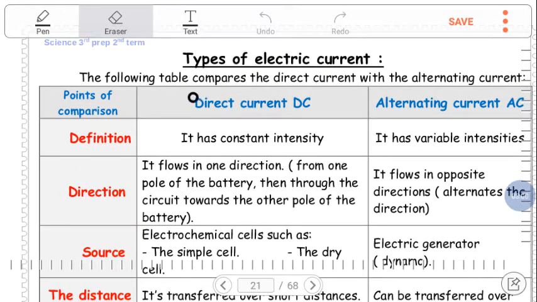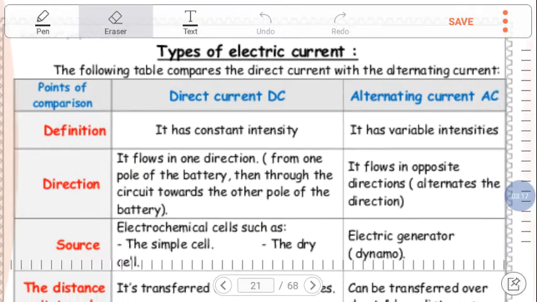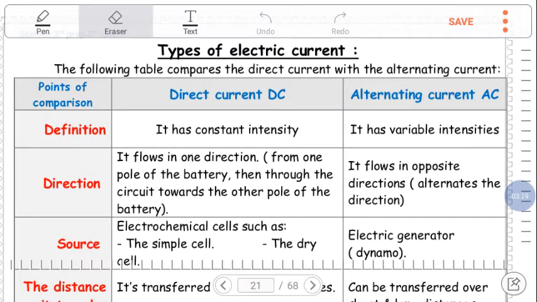Number one, we have the direct current, DC. What is the DC? It is D for direct and C for current. Direct current DC has a constant intensity. So the intensity is constant in the DC and variable in the AC. What is the AC? It's alternating current.